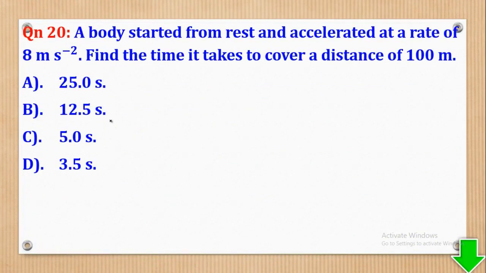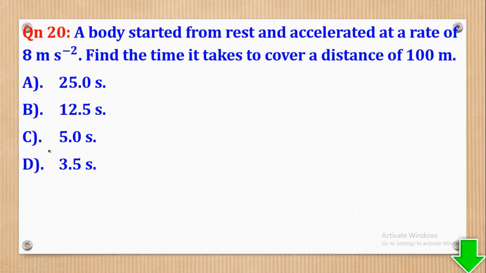So that was question 19. Now we shall go to question 20, which says, a body started from rest, meaning initial velocity is 0, and accelerated at a rate of 8 meters per second squared. That is acceleration. Find the time it takes to cover a distance of 100 meters. So this is the distance, 100 meters. Option A is 25.0 seconds. Option B is 12.5 seconds. Option C is 5.0 seconds, and option D is 3.5 seconds.